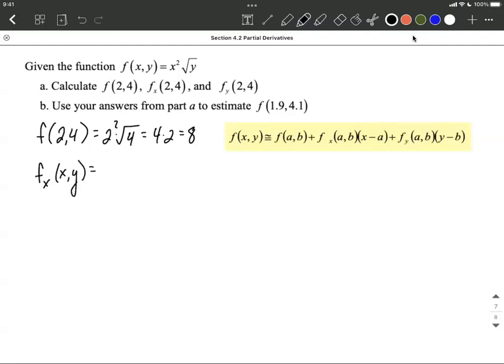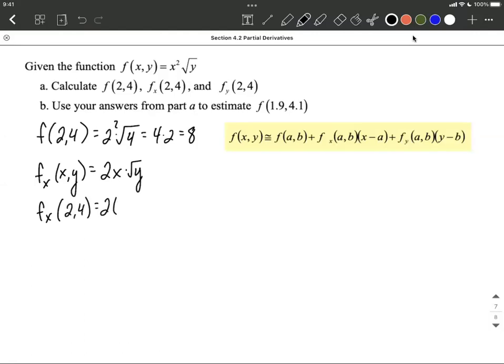So remember, when you're doing this, you're treating x as though it's your only variable, and any of the y's or any other letter would be treated as constants. So in our case, we can say the derivative of x squared using the power rule is 2x to the first power, and then we're going to still multiply that by the square root of y. Now we can evaluate that, now that we've taken the partial derivative with respect to x, at 2, 4.